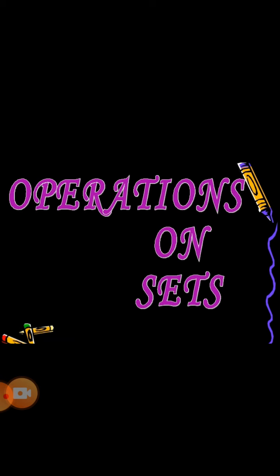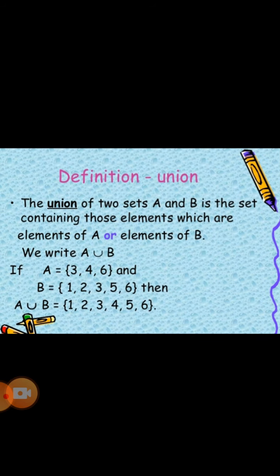In this class on sets, relations and functions, we are going to see a very important topic known as operations on set. First operation is union. First of all, we want to explain union. Union of two sets A and B consists of all the elements in set A or set B, including common elements. Here we have another definition of union. The union of two sets A and B is a set containing those elements which are elements of A or elements of B. We write A union B.